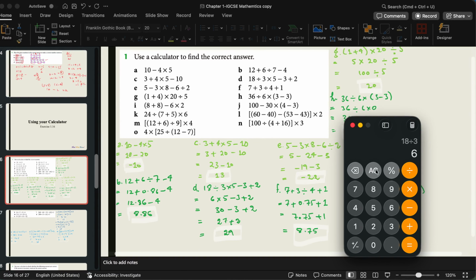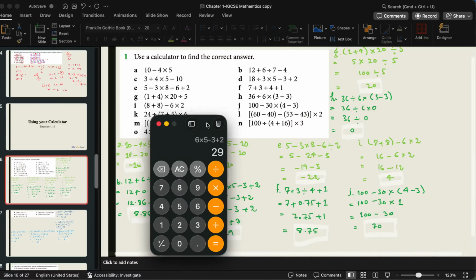Now the expression becomes 6 multiplied by 5 minus 3 plus 2. And you see the answer is 29. So you see in here we have done the calculation stepwise. 6 multiplied by 5 is equal to 30. 30 minus 3 plus 2. If you subtract 3 from 30, we get 27. 27 plus 2, we get 29 as our final answer for this expression.